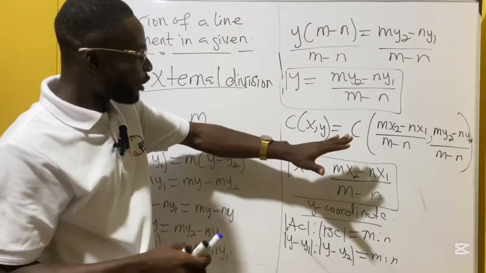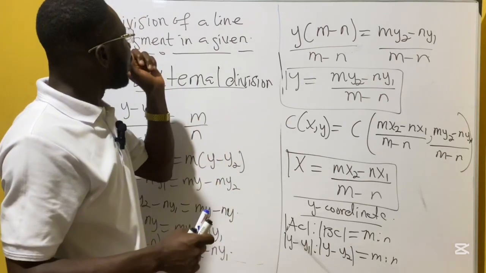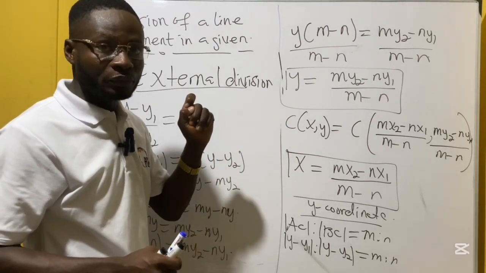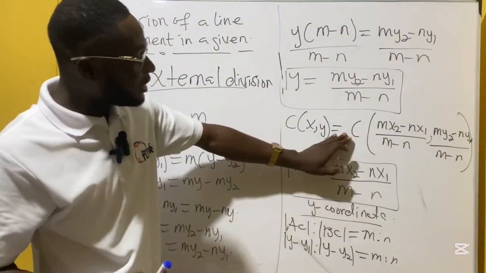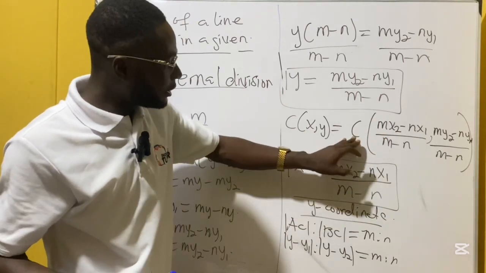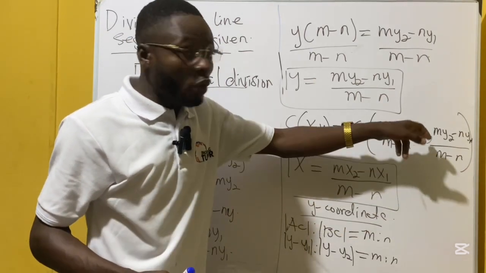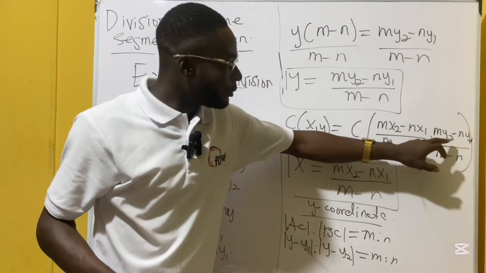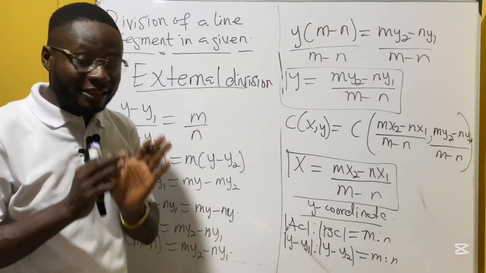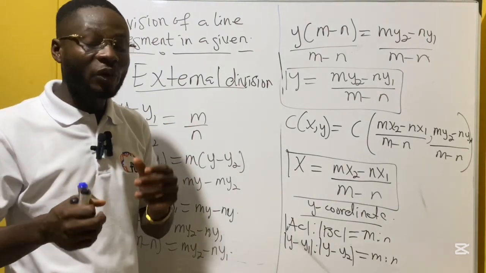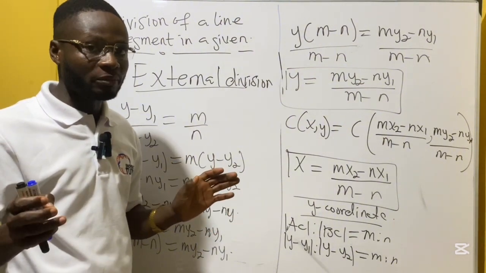That is amazing. So we have been able to derive the formula for finding the external division of a line segment in a given ratio, and that is C of x and y is equal to C of mx2 minus nx1 over m minus n, comma, my2 minus ny1 over m minus n. So this helps you to recover yourself whenever you forget the formula. You know how to derive it. So that is not a problem at all.